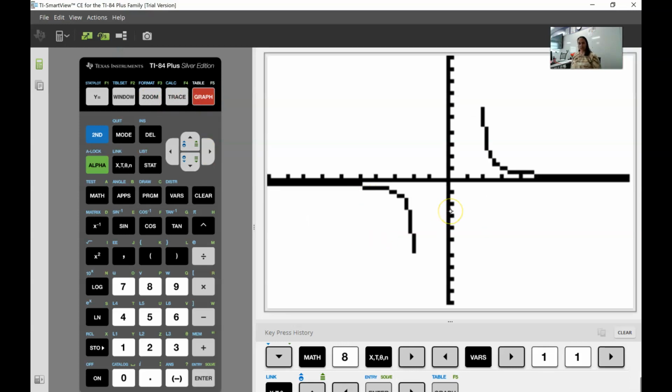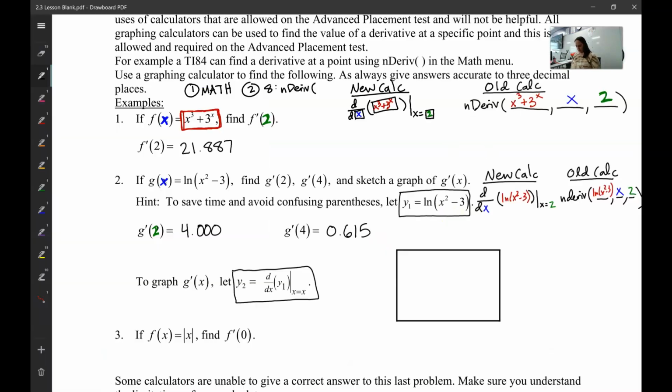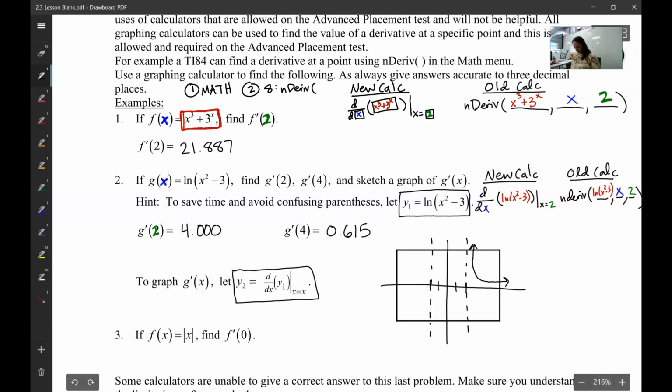And this is what it looks like. So let's go into our notes and copy that down. So it looks like at positive 2, and at -2, I had asymptotes. And this one looked like that. And this one looked like that. And that's how we graph derivatives.